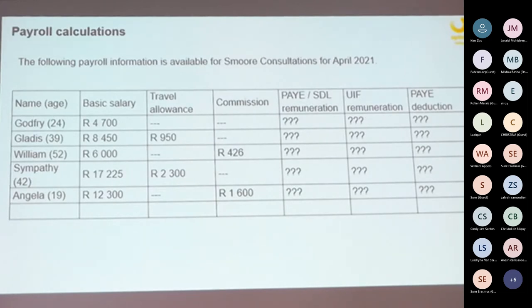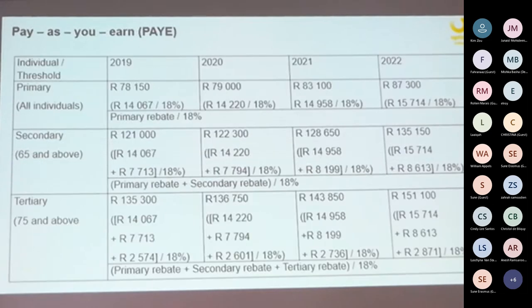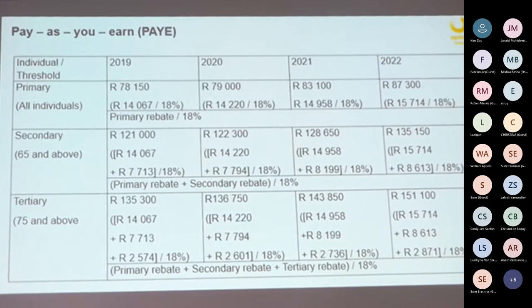I can either work out the tax, deduct the rebate, and come to the same conclusion as when I would have immediately gone to the thresholds. Remember the thresholds? Anyone under the age of 65 can earn up to 87,300 rand and pay no tax.